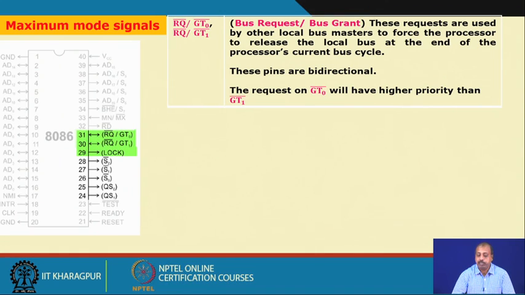These pins are bidirectional, so this processor can also send a request to another processor. That's why it has to be bidirectional. There is also a priority: GT0 has higher priority than GT1. So if there are requests from two different masters for release of the bus, whichever is requesting on line 0 will be taken and will get the bus.